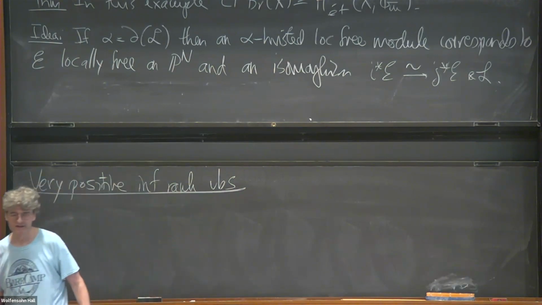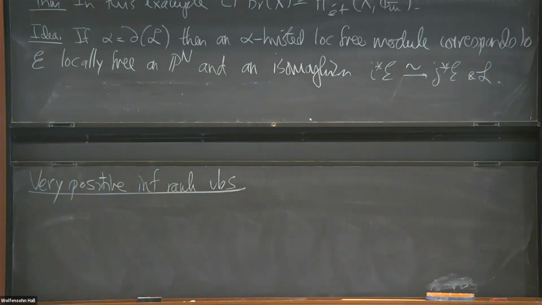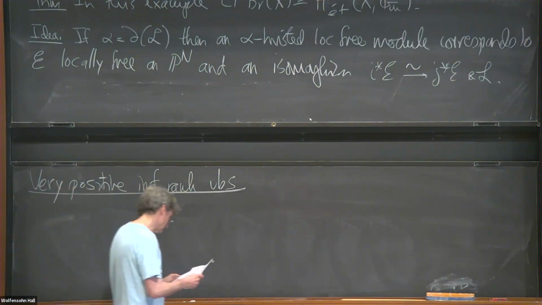So when you say in this example, do you mean with the line in the conic or with any? Any Z, and any two maps. Thanks for asking. And there's a more general theorem. You don't need to take P^n as the target. So you can look in the paper.